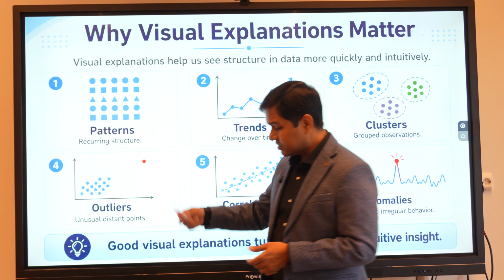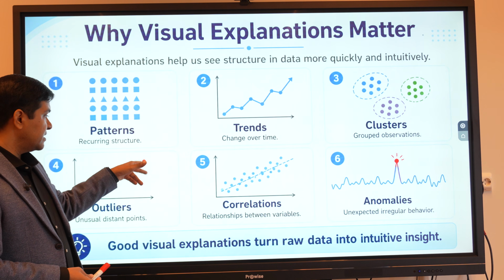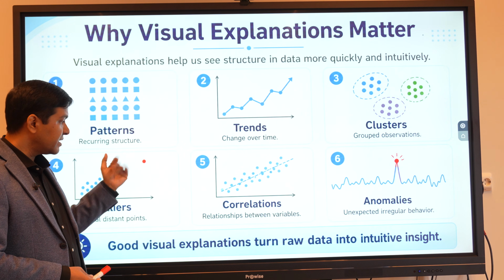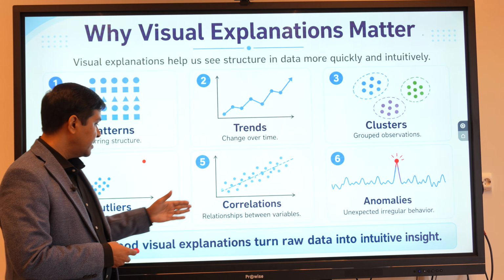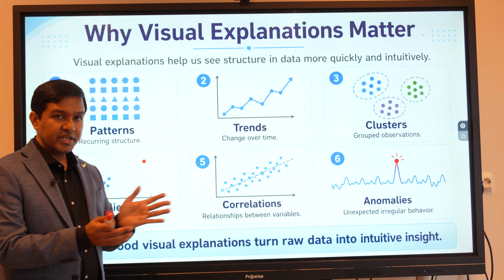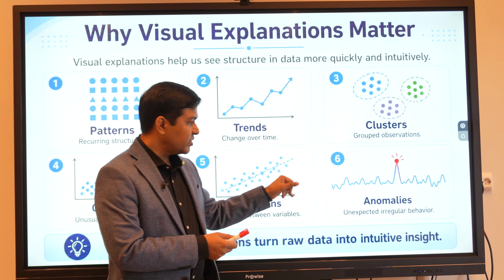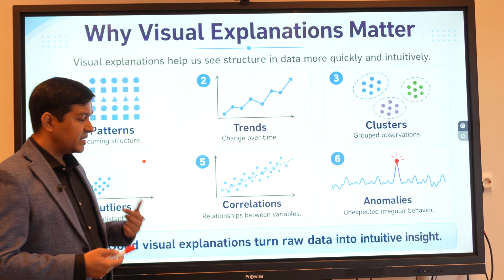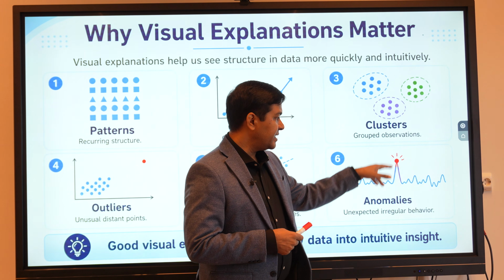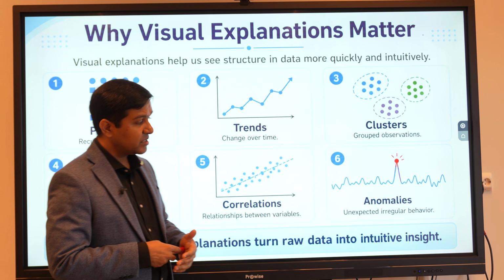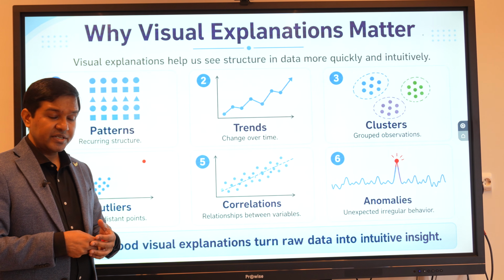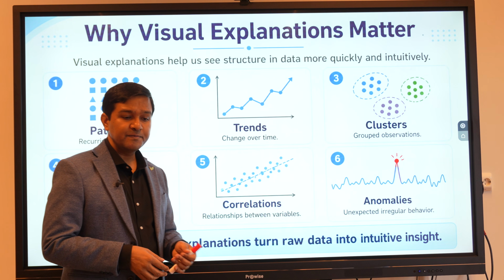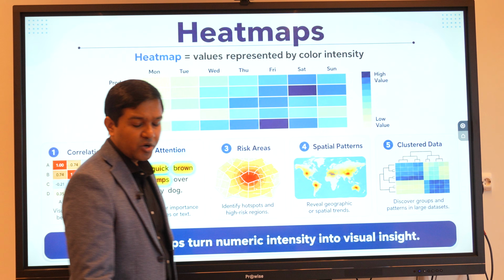Then by simply putting it on a plot, we can find if any data is an outlier, which could be erroneous data or an important event, depending on what problem we are solving. We can find the correlation, the relationship between two variables, and any anomalies or irregular patterns. For example, if we have ECG data and some data comes that shows heart related issues. So visualization can give a lot of intuitive insight into the data. Let's see them one by one.